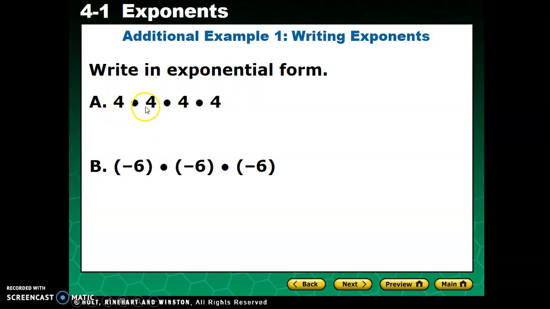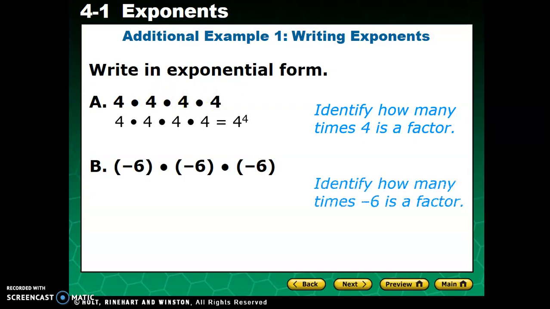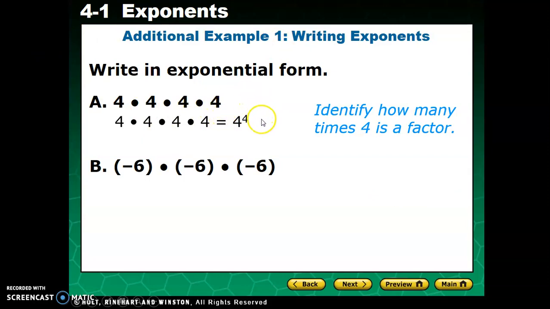So this one is 4 times 4 times 4 times 4. If you're writing this in exponential form, you identify how many times 4 is a factor. How many times? You would just count 1, 2, 3, 4. And your answer would be 4 to the power of 4. That's it. It's going to start out real easy, just like many of the sections do.